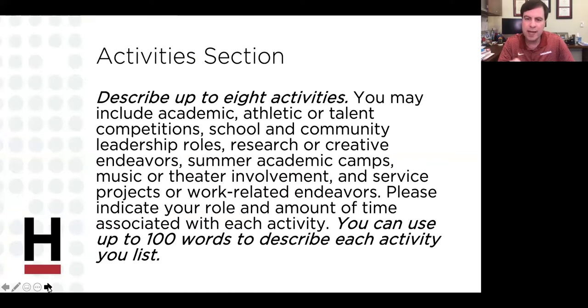The first section is the activities section, and you'll be putting the resume into fields. So it's not like you're uploading an academic resume. Now, if you already have one, that's great. You can just copy and paste into the fields.